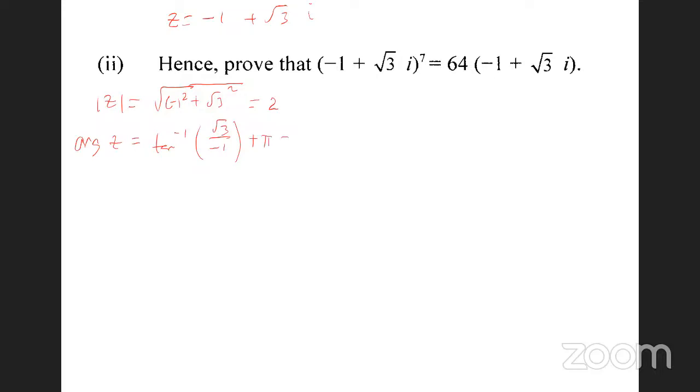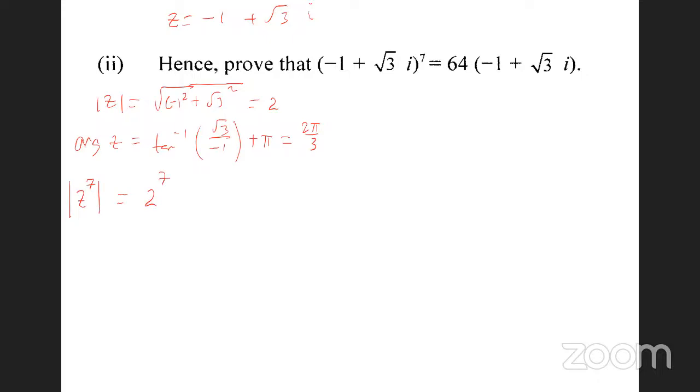How much did you all get there? What was the argument? My calculator is in radians still. Ah, 2 pi on 3. Nice, thanks. 2 pi on 3. Good. And now they want z to the power of 7, right? You want the modulus of that. That'll be 2 to the 7. So that's nice and easy there.